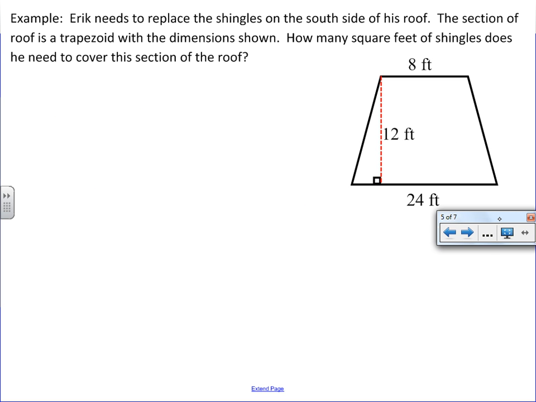So it says, Eric needs to replace the shingles on the south side of his roof. The section of roof is a trapezoid with the dimensions shown. How many square feet of shingles does he need to cover this section of the roof?